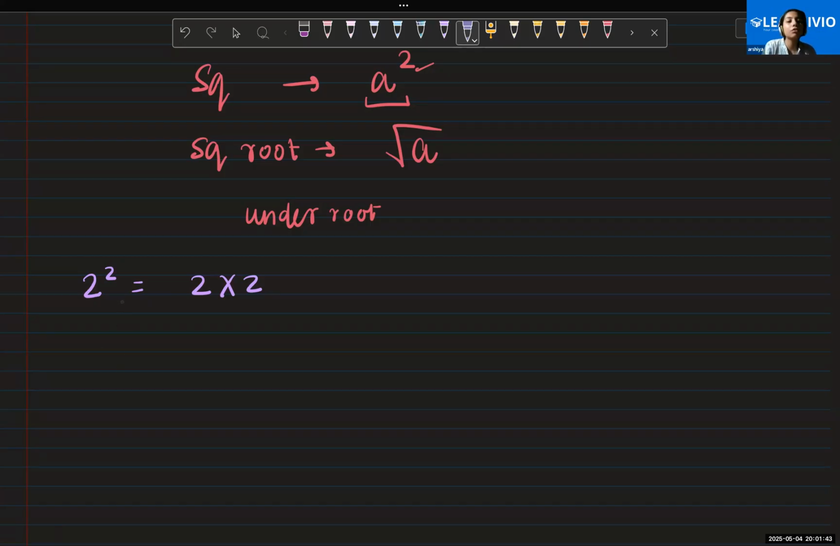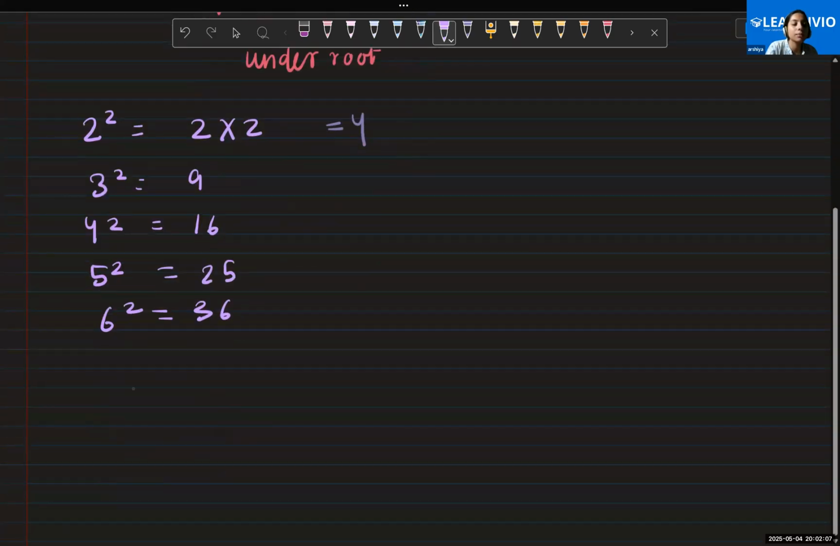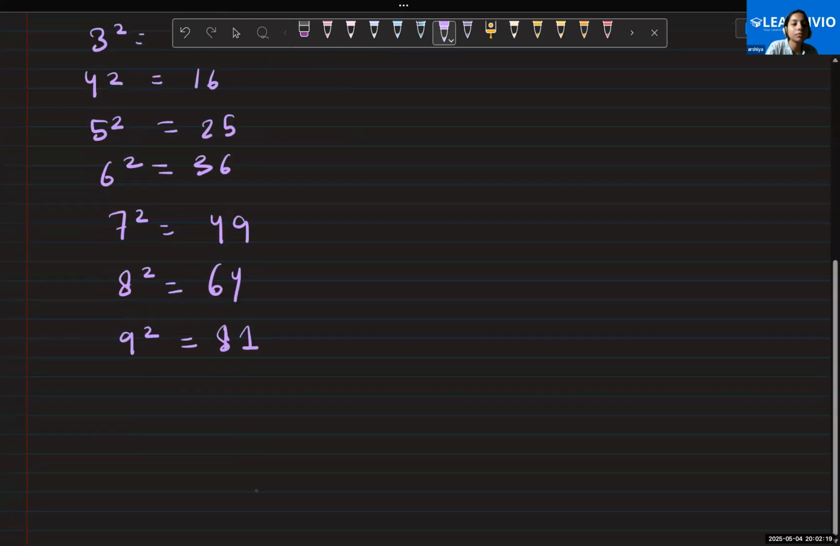So 2 raised to the power of 2, or 2 squared, is 2 times 2, which is 4. Okay. So now I'll just write all the squares. How much will 3 squared be? 9. Yes, 9. Then 4 squared will be 16. 5 squared will be 25. 6 will be 36. 7 will be 49. 8 will be 64. 9 will be 81. 10 is going to be 100. 11 will be 121.